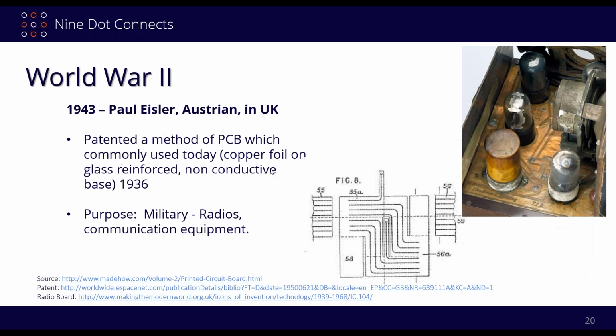All right. In addition to that, we have a fellow by the name of Paul Eisler. He's an Australian out of the UK. So in 1936, he gets a patent for copper foil on a glass reinforced non-conductive base. That's core material, right? The idea of taking an insulator and then rolling copper on the top and the bottom of it. He's basically the one who was given the patent for that in 1936. He takes it one step further, and he actually makes a radio out of this in 1943, and here's an example of one of his radios. So you can finally see here's the insulating material, and here's the copper that is etched out of it. So now you see another example, again, military purposes of printed circuit boards being used.